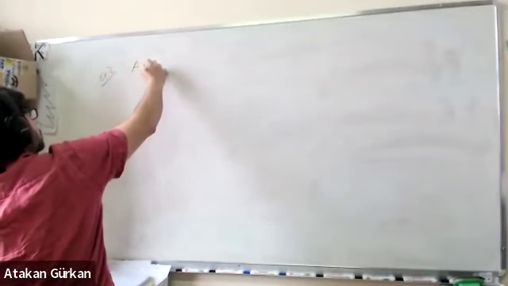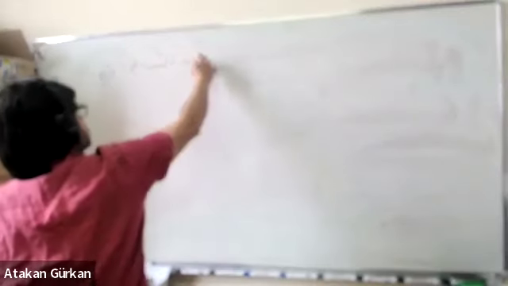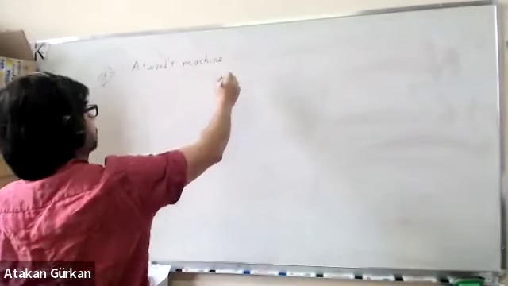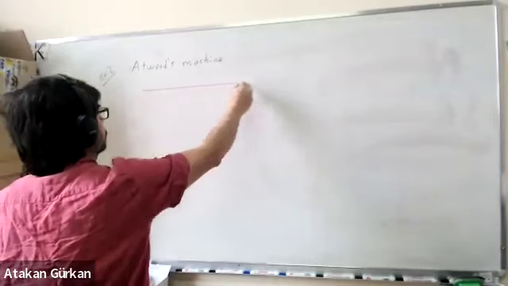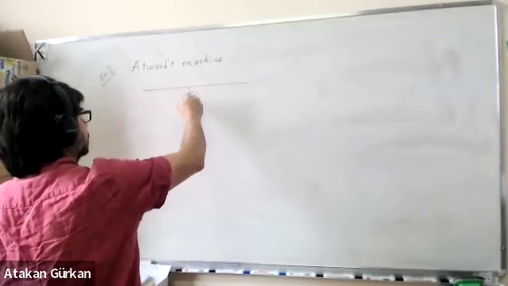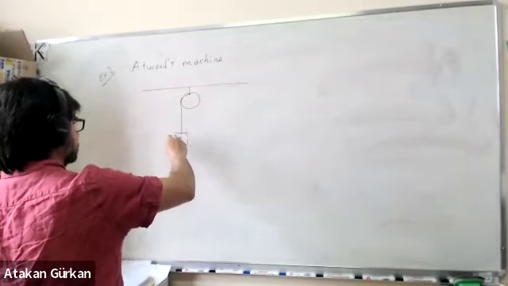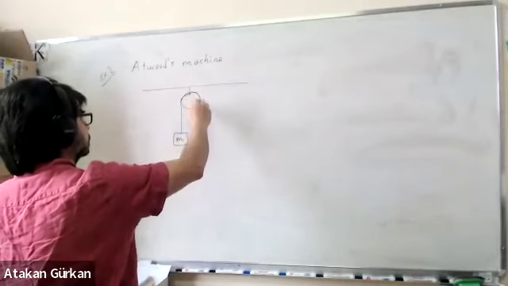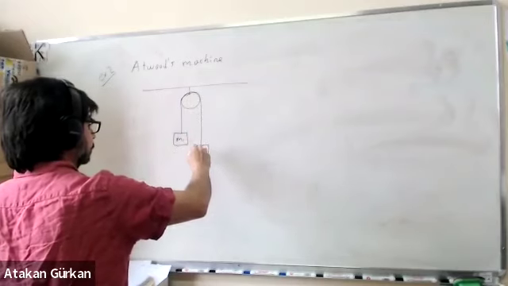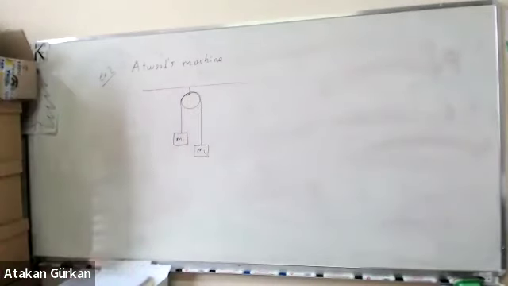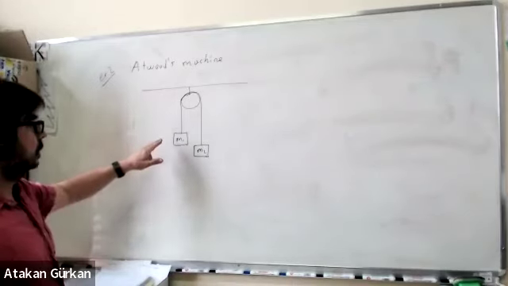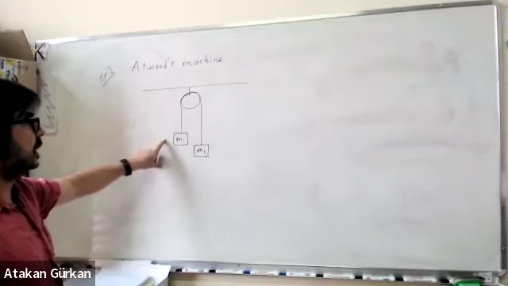So, the Atwood machine. I have a pulley here, and I have two masses connected by some rope. And the idea is, of course, to find the acceleration of these masses. And in this case, we are also going to use the Lagrange equation of the first kind to find the tension in the rope.